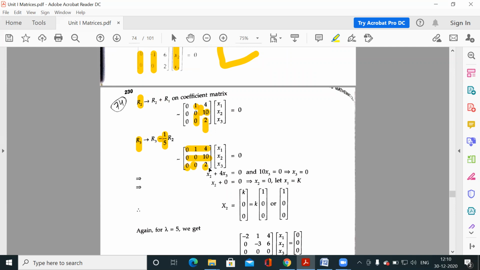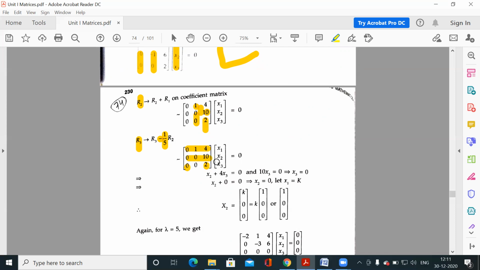By mistake, it is a misprint. This 2 must be 0. So this element is 0. So now this row is 0, 0, 0, 0. So the rank of this matrix is 2. So 2, that means less than 3. So now we have non-trivial solution.